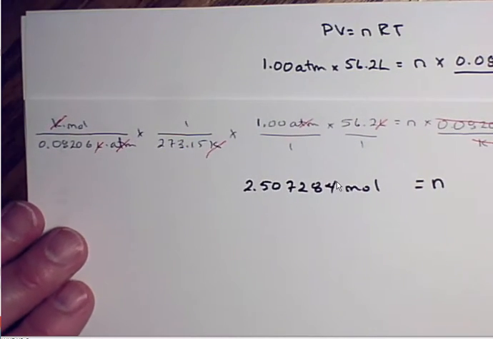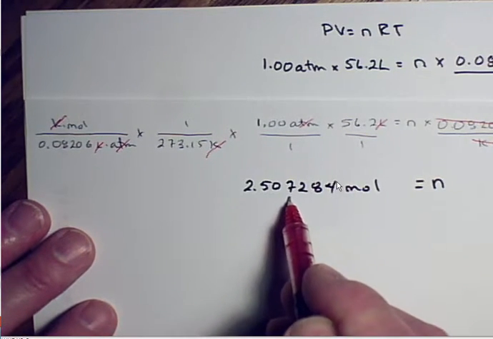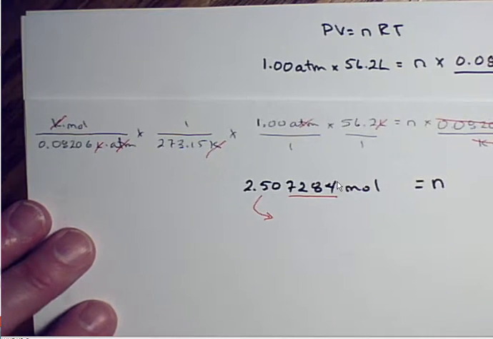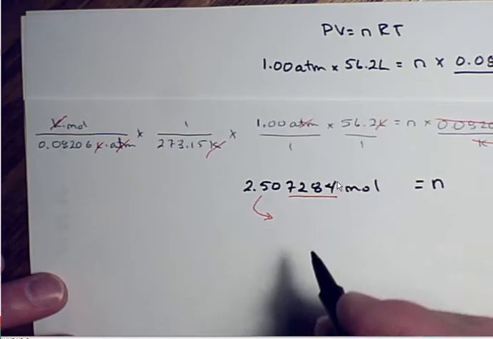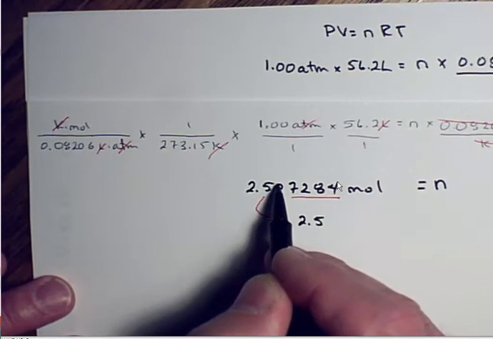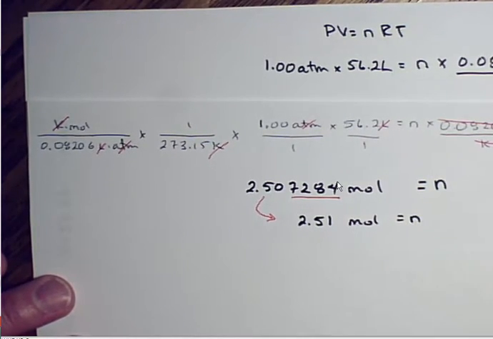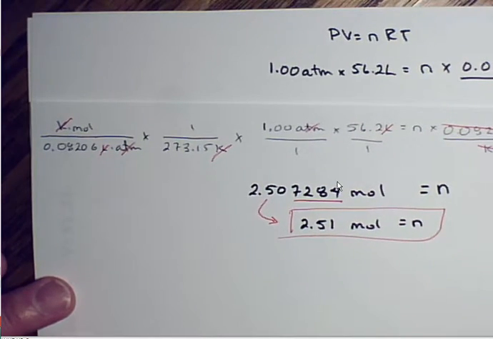How many significant digits do we want? 3. 1, 2, 3. Underline. Draw an arrow to show that we're rounding off, and arrows are the only operator that's allowed to show rounding off. So that's 2.5. This 7 makes the 0 round up to a 1 moles. And there's our answer.